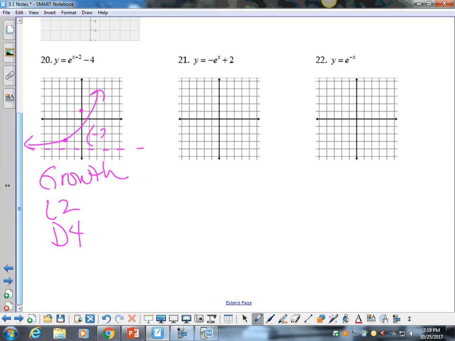Where are we? Negative 2, negative 3. You don't need to label the asymptote, but maybe down the road if I said, hey, what's his asymptote, you wouldn't dare say negative 4, right? Just checking. All right, 21, growth or decay?